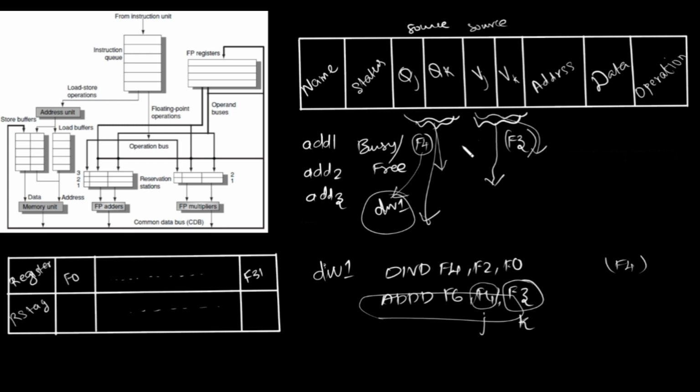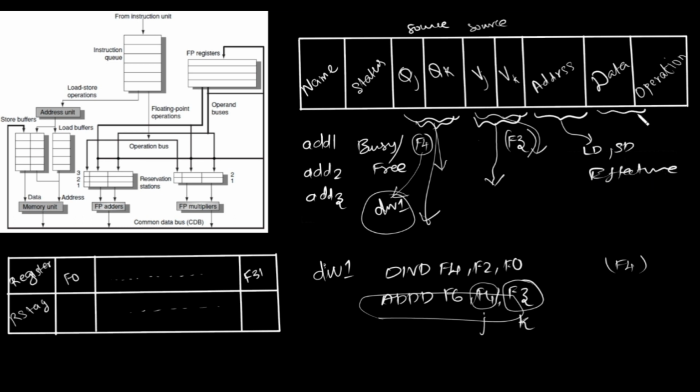An instruction can immediately be executed if both the QJ and QK fields are empty, or you can say if VJ and VK fields are both available, then you can immediately schedule the instruction for execution. And the address field is for load and store operations, for calculating the effective address.